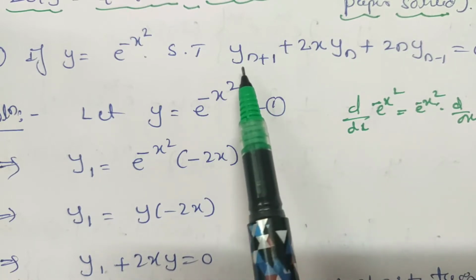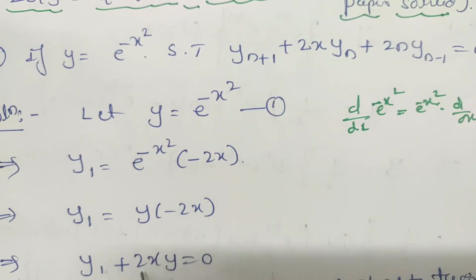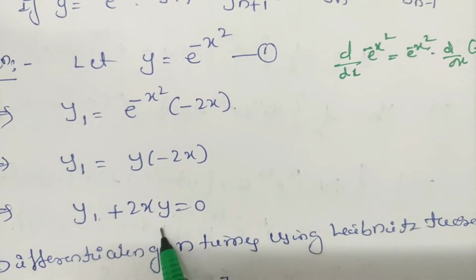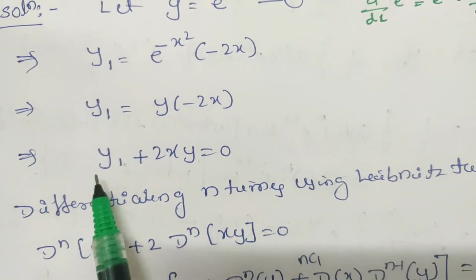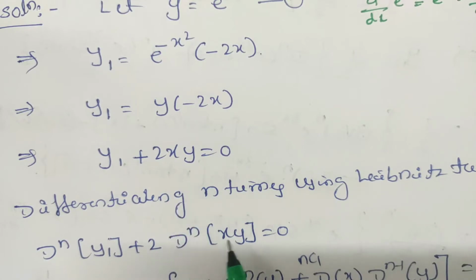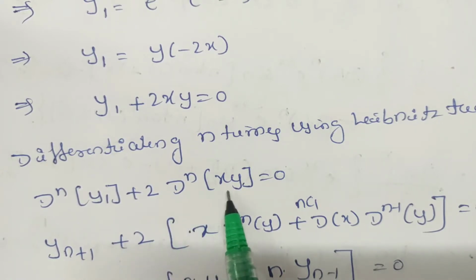See here what we want? We want yn plus 1. So you have to differentiate this n times using Leibniz theorem. Let us differentiate this equation n times using Leibniz theorem. That is the nth derivative of y1 plus 2 is constant, nth derivative of x into y, and it is equal to 0 because the nth derivative of 0 is 0 only. So we know the nth derivative of y1 is yn plus 1, plus 2 into the nth derivative of x into y.